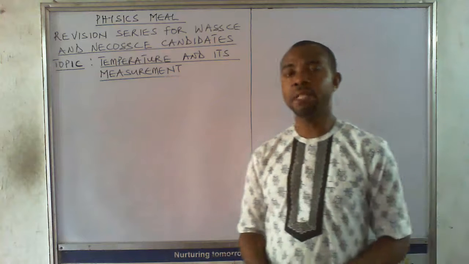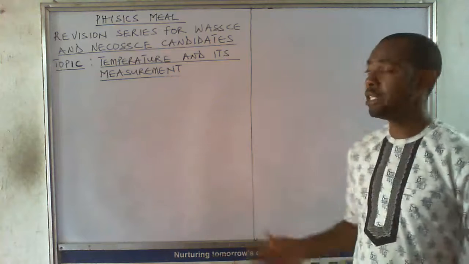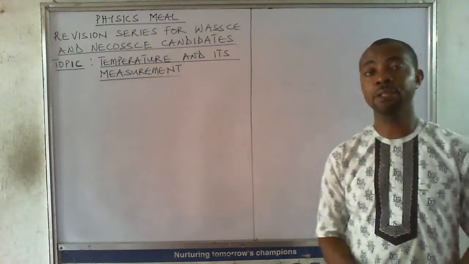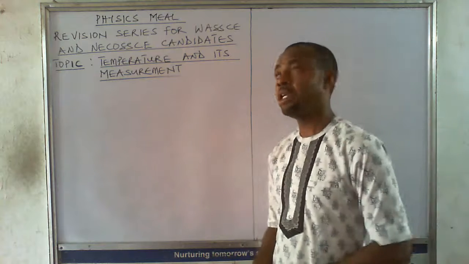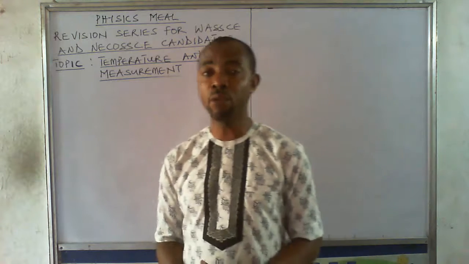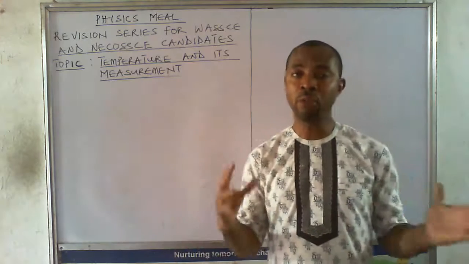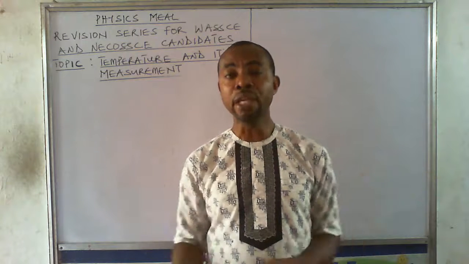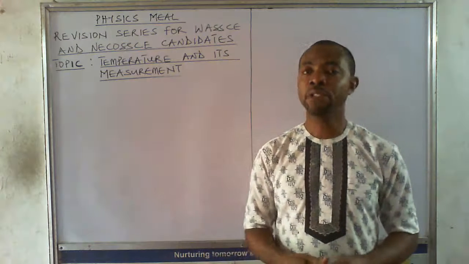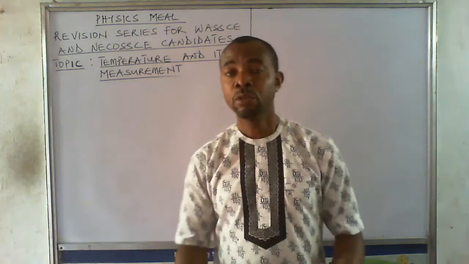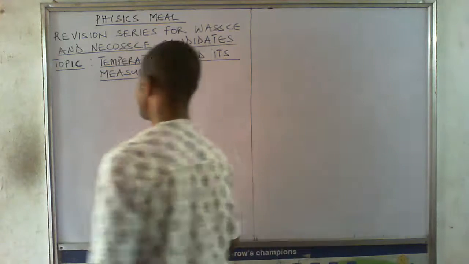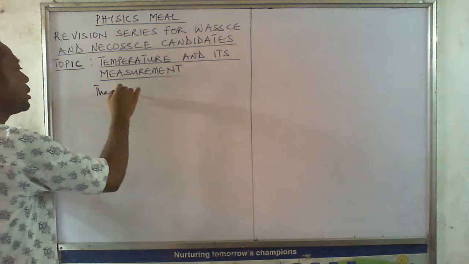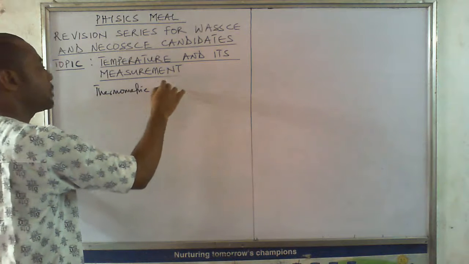All right, we are still looking at temperature and its measurement, and so far we have been able to define temperature, look at temperature scales, and also we have looked at the upper fixed point and lower fixed point of a thermometer, and we also use the fundamental interval to relate the different temperature scales that we have. Now, we need to look at types of thermometers, but before then, let's talk about thermometric substances.